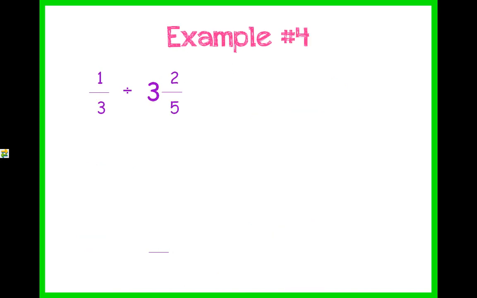Going to do SCOS again. Let's shape. 1 over 3 will stay the same, but before we divide, we're going to have to change that mixed number to an improper fraction by multiplying and then adding. 5 times 3 is 15 plus 2 is 17 over 5. Bring everything else down.